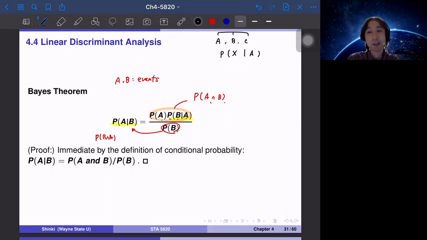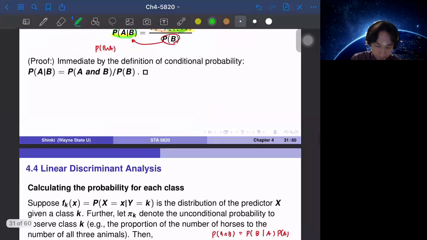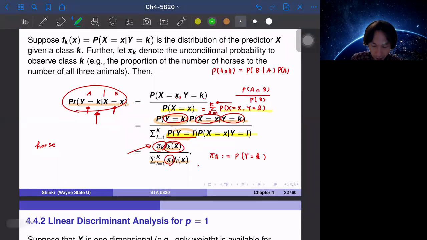If you Google it, maybe you can get the weight distribution of horse or giraffe or deer. So at first we specify that. Then we use the Bayes rule to translate this into the probability of A given X. Given height, we want to see which animal it is. Basically, Bayes rule explains the probability of A given B by the probability of B given A. By using this formula, we can identify the probability of Y given X.